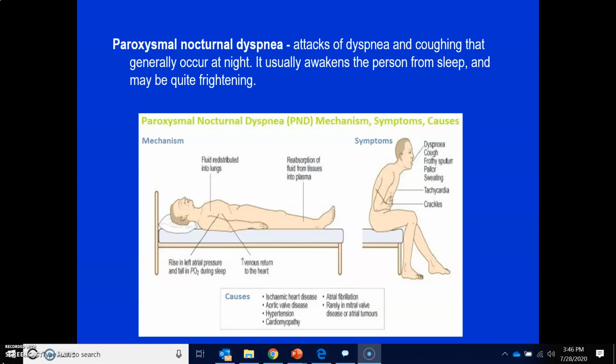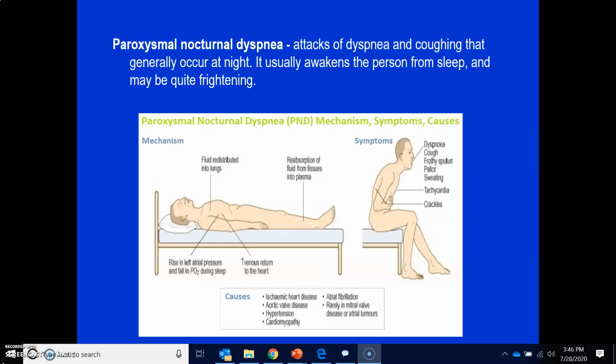So we talked earlier about paroxysmal nocturnal dyspnea or attacks of dyspnea and coughing that occur while you're asleep. This is at night, but remember, not everybody sleeps at night. It usually awakes the person from sleep, and it's rather frightening. Okay, so this picture shows what happens.